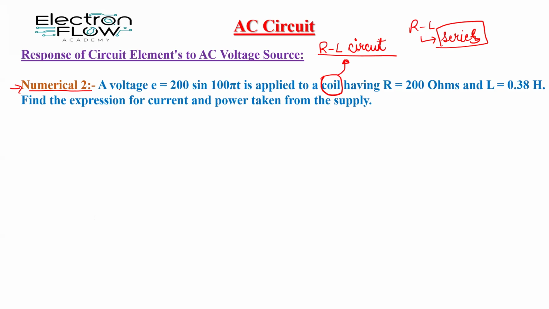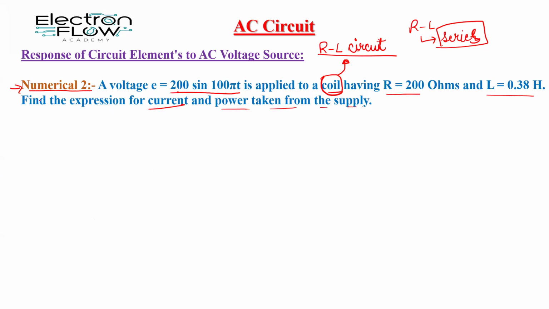In our question, the given values are that the voltage is given by 200 sine 100 pi t, applied to a coil. Coil means the resistance and inductance are connected in series, having a resistance of 200 ohm and an inductance of 0.38 Henry. Here we have to calculate the current and the power taken from the supply.